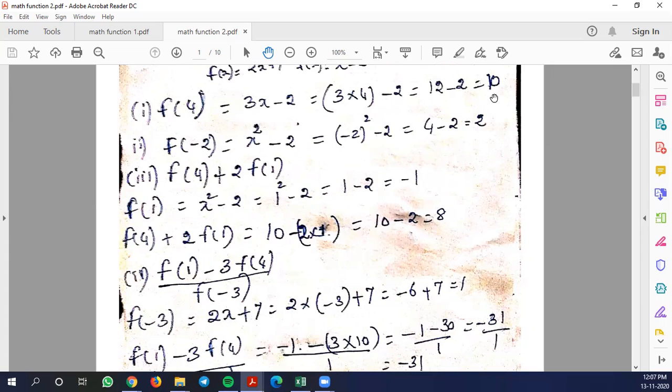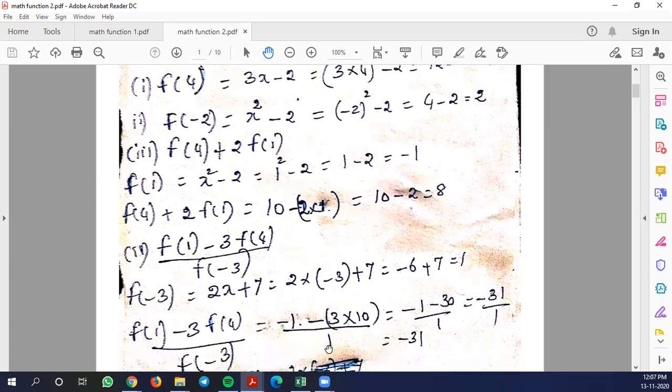Here 10. So 3 into 10 by 1. By the f of minus 3 value is 1. So minus 1 plus into minus is minus 30 by 1. Same sign, so add and put the same sign. So it is minus 31 by 1. It is minus 31.